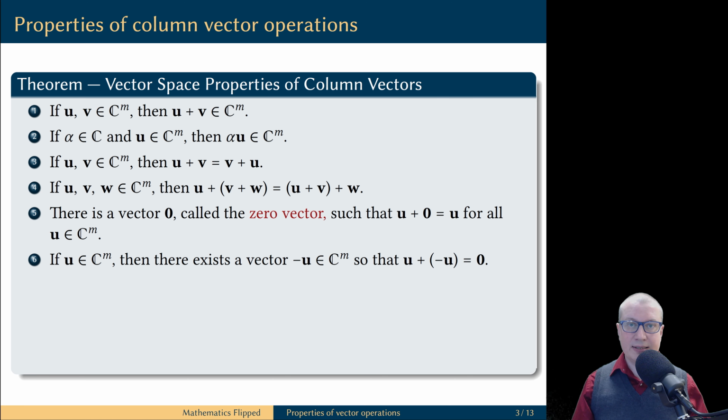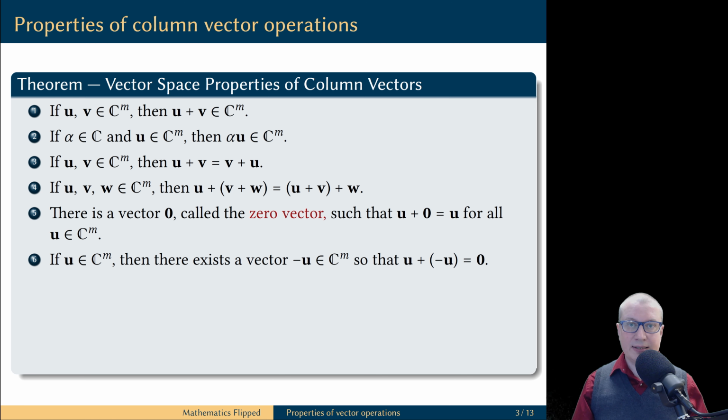Property 7 says that the operation of scalar multiplication is associative. If you scale a vector u by a scalar beta and you obtain a new vector, and then you scale that new vector by another scalar alpha, this is the same as if you simply multiplied the two scalars as numbers and performed one single scalar multiplication operation. Property 8 says that scalar multiplication distributes over vector addition.